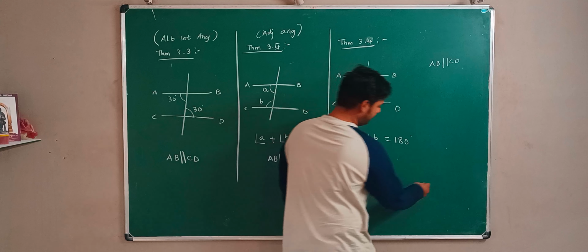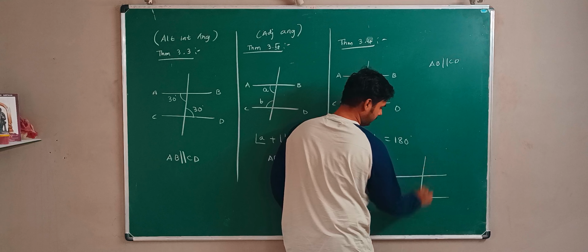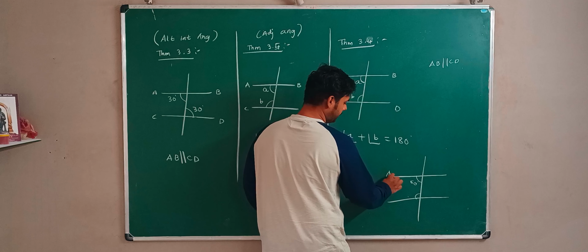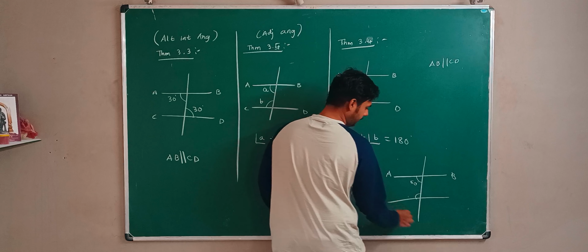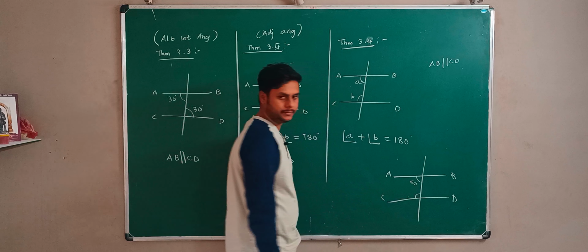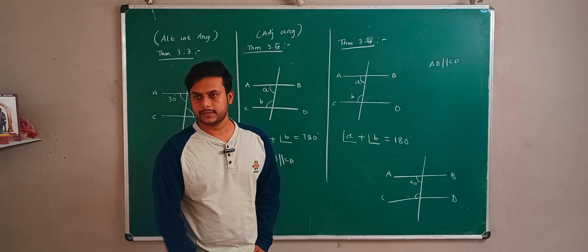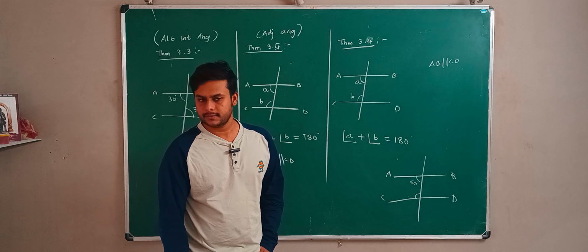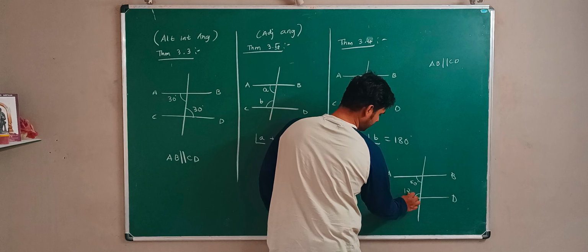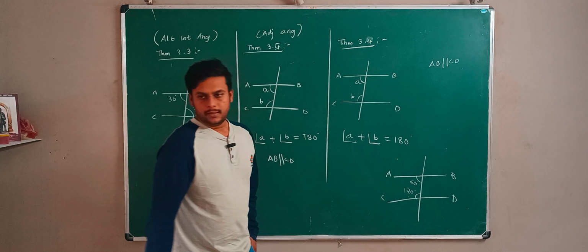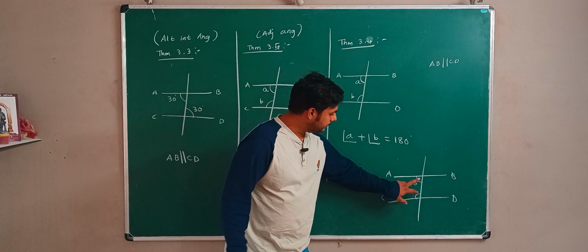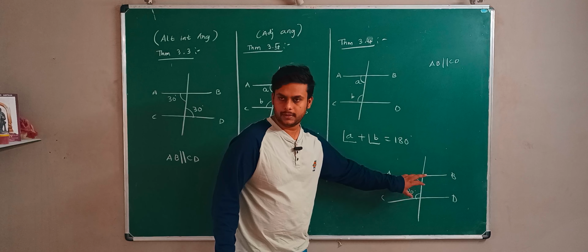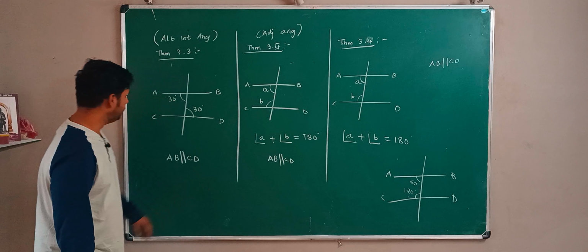One example will do. See here. If this is 60 degree, how much will be this? If AB is parallel to CD, okay? If this is 60 degree, that will be how much? 120 degree. Yes or no? Why do we have 120? Because they are adjacent angles. Adjacent angle sum if I add, I should get how much? 180 I should get.